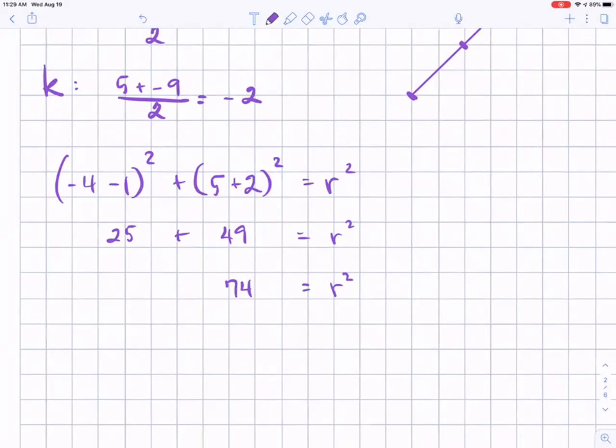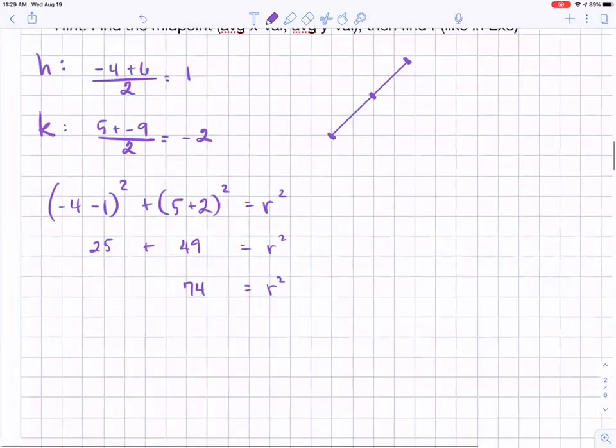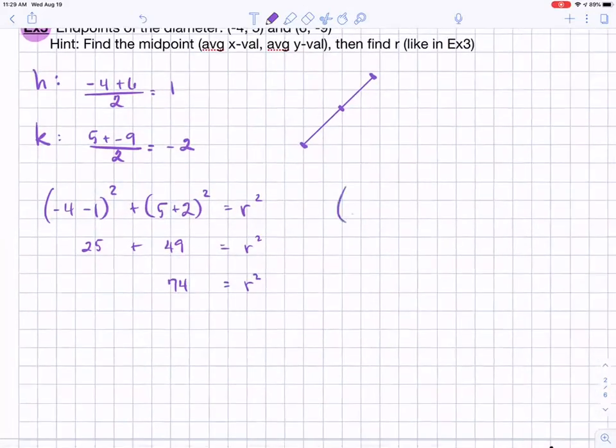Okay, so am I done? No, what were the directions? Standard equation. Okay, so then let's go back. We've got x minus 1 quantity squared. That was my h. Plus y minus -2 quantity squared is equal to 74. My r squared. I don't even need to know what r is. Square root of 74 sounds gross. Is that what you guys came up with?